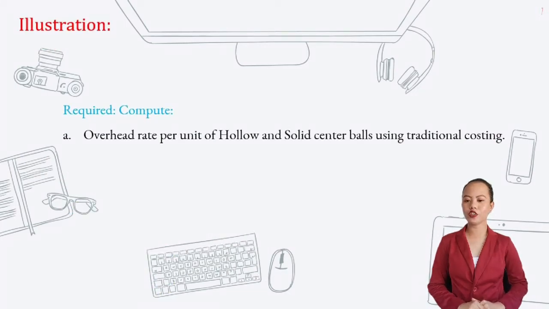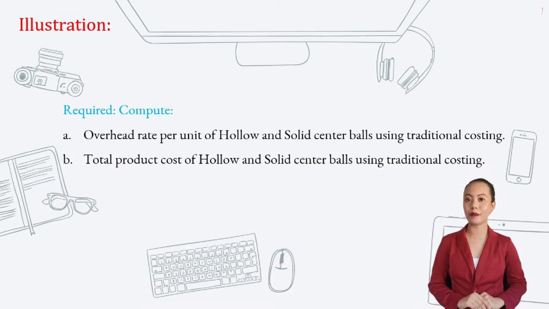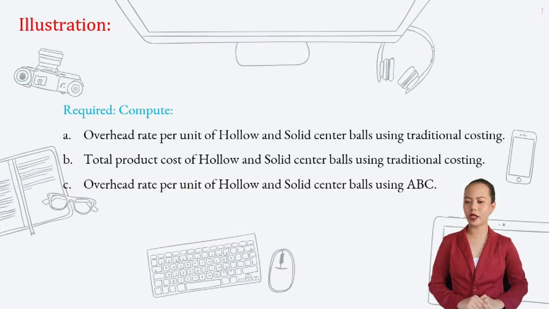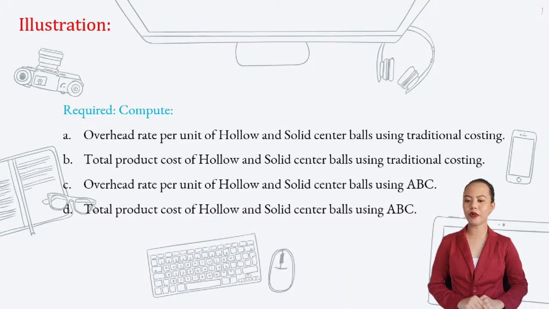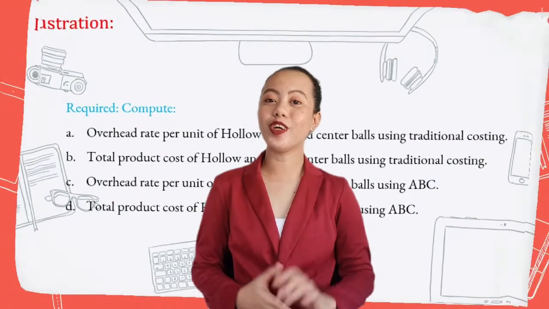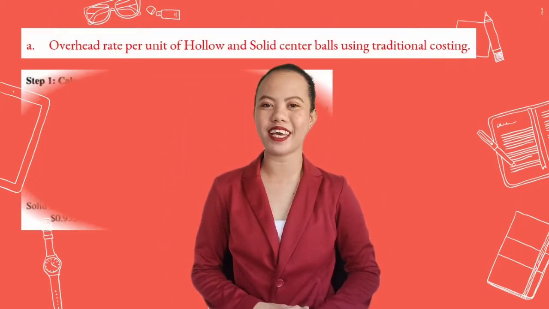Requirement A, compute for the overhead rate per unit of hollow and solid center balls using traditional costing. Requirement B, compute for the total product cost of hollow and solid center balls using traditional costing. Requirement C, overhead rate per unit of hollow and solid center balls using ABC. And lastly, requirement D, total product cost of hollow and solid center balls using ABC. Now don't you worry guys, because I will be teaching you how to solve these problems step by step.